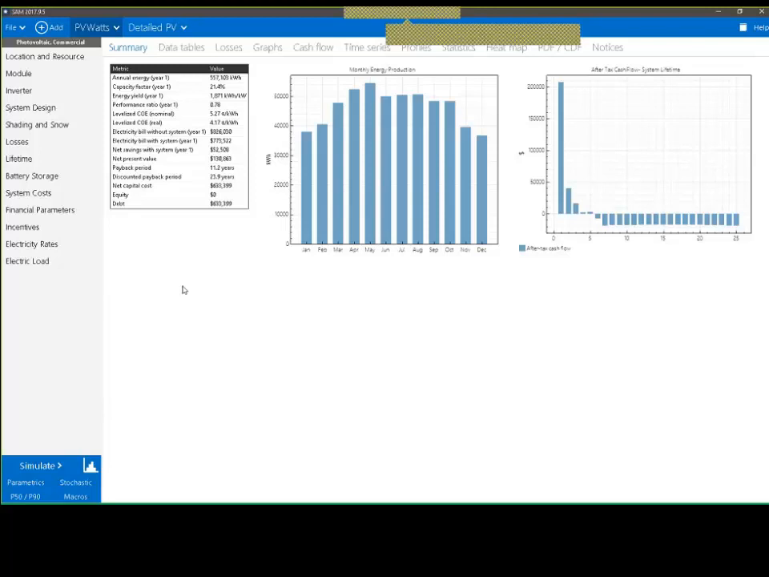And so SAM calculates things like the levelized cost of energy, which is a number that's comparable to the average electricity rate that you're paying at the farm. So you want that levelized cost of energy to be lower than the rate. You have the net present value, which is probably the most useful and informative metric. If it's positive, then your project makes financial sense. If it's negative, then it doesn't.